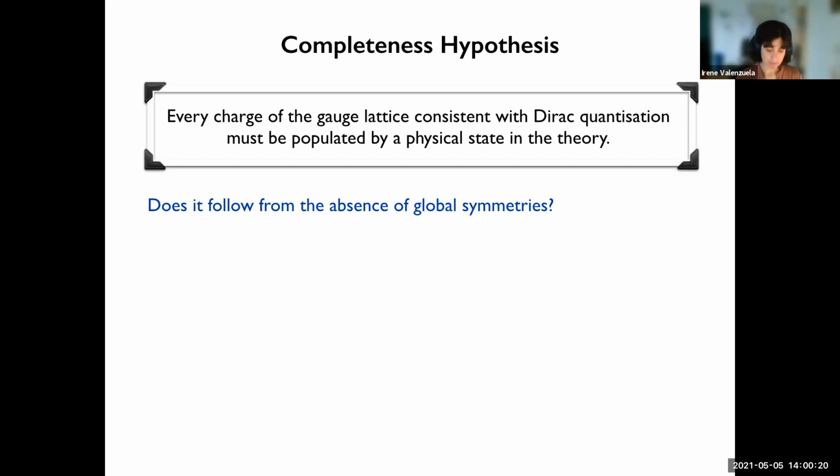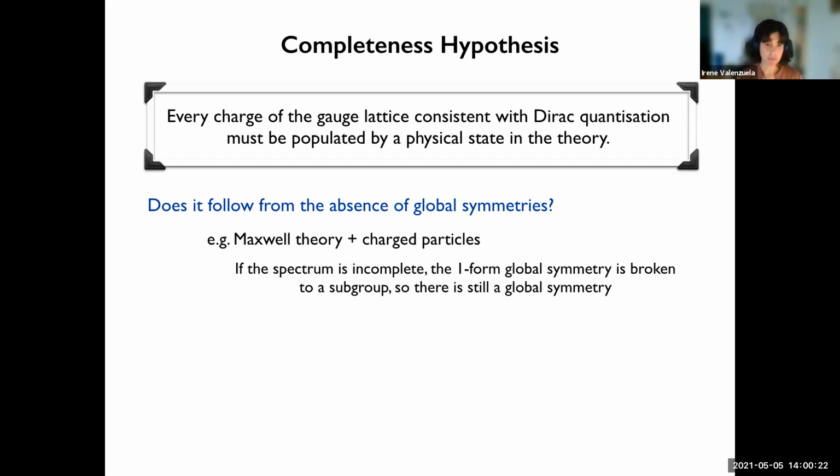And I already gave you an example because I told you that when we have Maxwell theory, we have this one-form global symmetry that gets broken if you have charged states, if you have electrons. And only if the spectrum is complete, then you can completely break the one-form global symmetry, because otherwise it will get broken to some subgroup. So if you want to avoid any global symmetry, you need to have a complete spectrum of the theory.